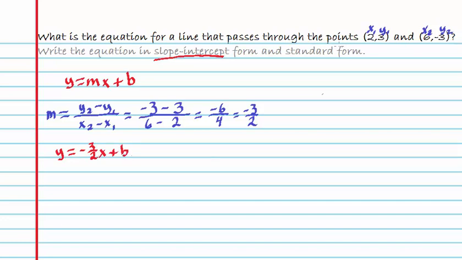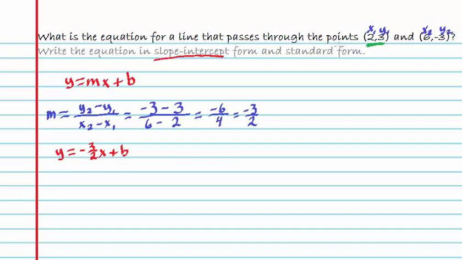So now I have to figure out my y-intercept. That's the second piece of slope-intercept form. In order to figure out that y-intercept, we're going to plug in one of my points. It doesn't matter which, but you can plug in either. So I'm going to pick my first point. I'm going to plug 2 in for x and 3 in for y.